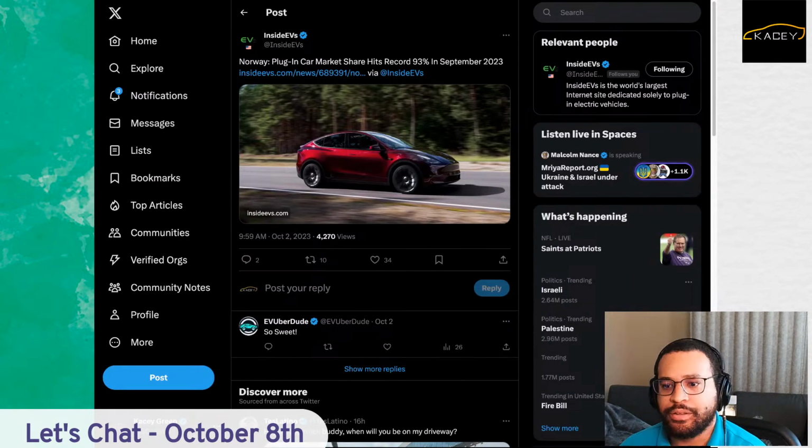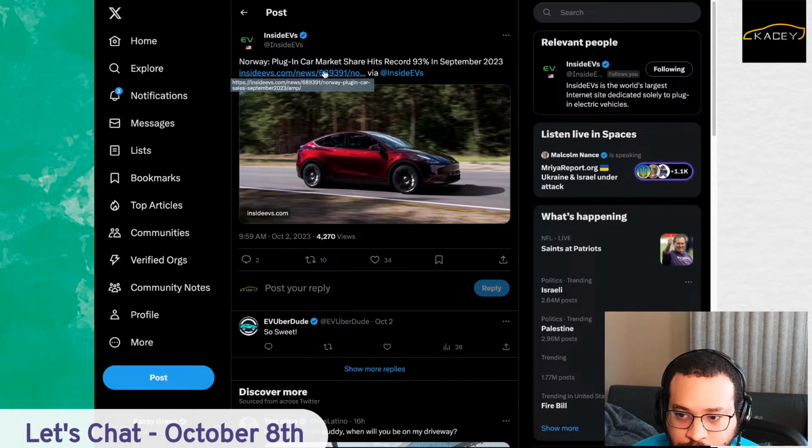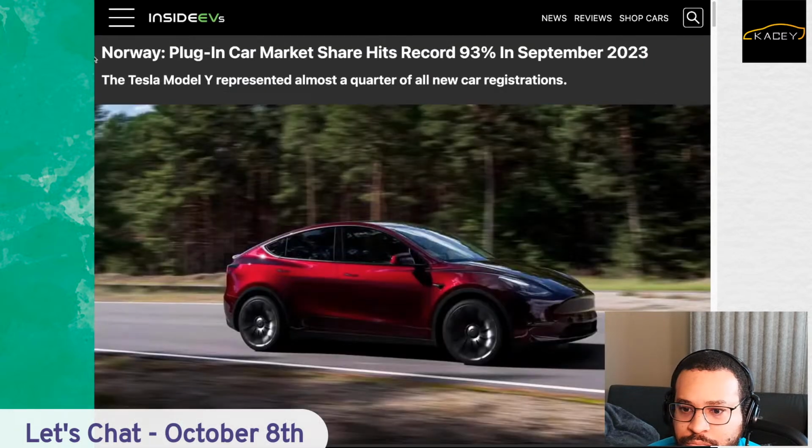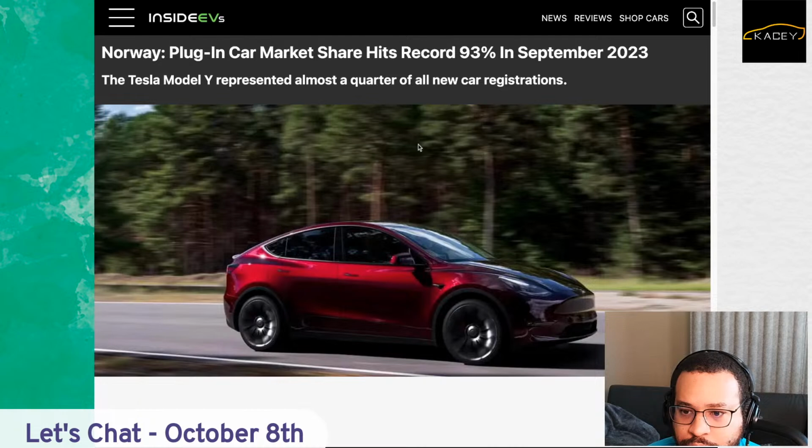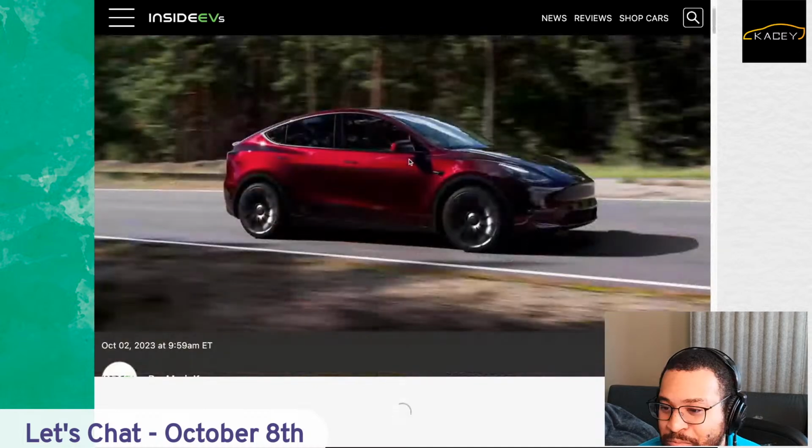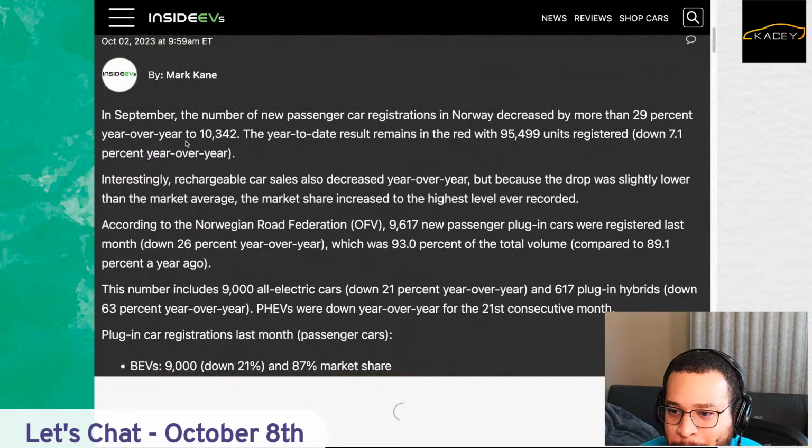All right. So Norway's plug-in car market hits a record 93% in September 2023. I was going to just touch on that, but let's see the details. Tesla Model Y represented almost a quarter of all new car registrations in Norway. Wow.